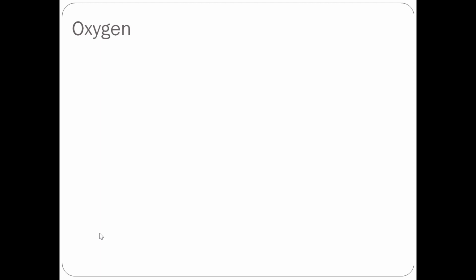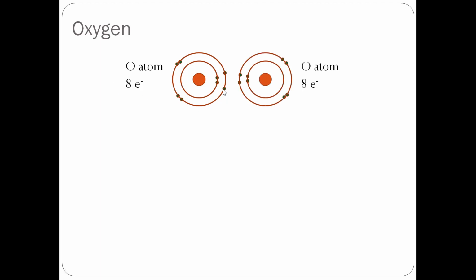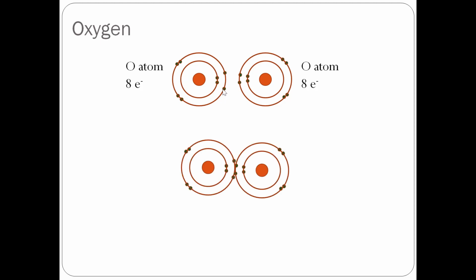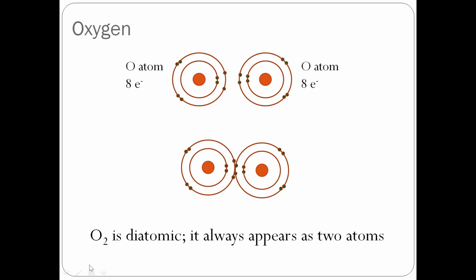We have a similar situation with oxygen. Just a quick reminder, we've got oxygen with 8 electrons total, 6 valence, and a second oxygen with 6 valence electrons. So they come close together and they form 2 bonds. They share 2 pairs, or 4 electrons total. They have a double bond. So we always end up with O2. When we say oxygen gas, when we mean the element oxygen, it always has 2 atoms and it's always a diatomic.